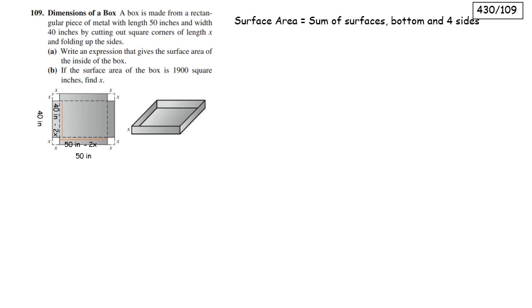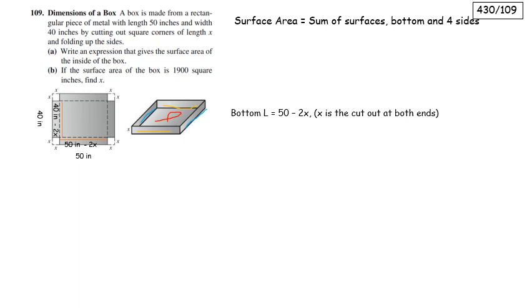Let's recall that the surface area is the sum of the surface's areas bottom and the 4 sides. So we have to sum the area of the bottom plus the area of the short sides here and the area of the long sides here. So these 5 pieces will give us the total surface area of the inside of the box.